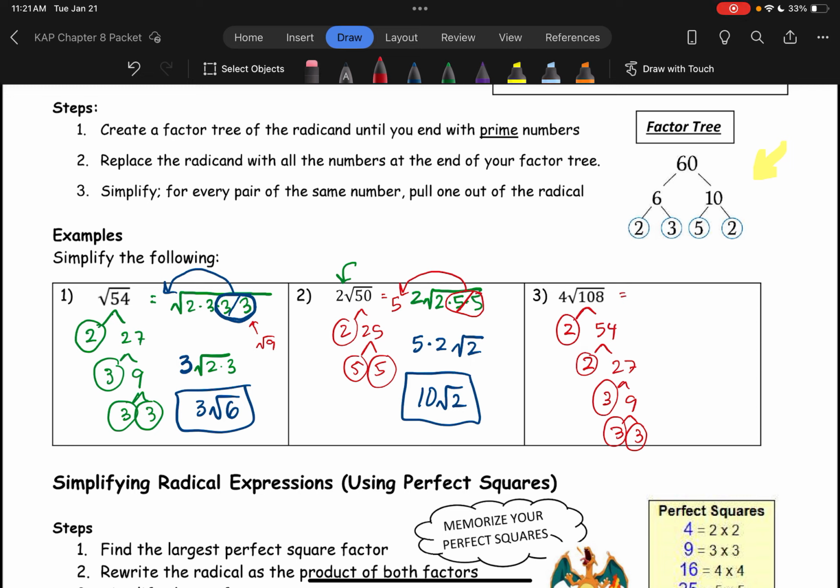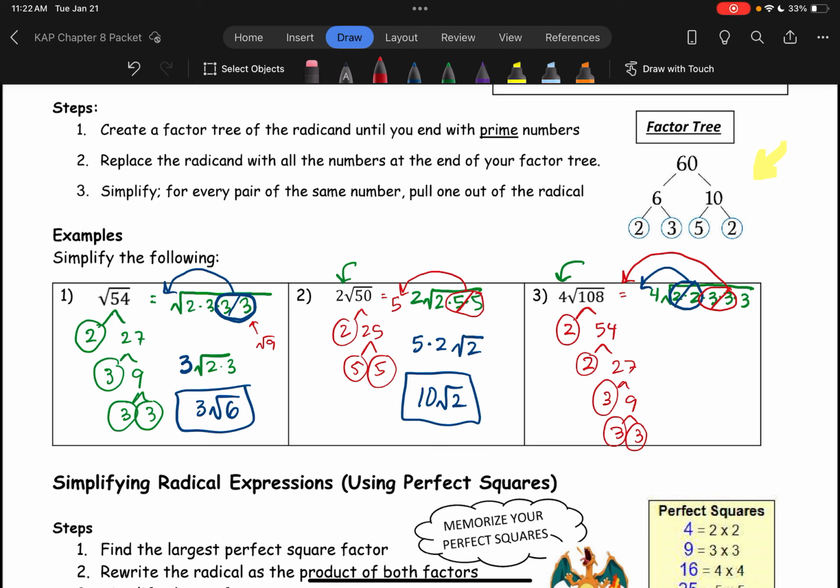So we end up rewriting this, and what we have here is we still got that 4 out in front, so we got 4 square root of, and now we write down all of our prime numbers. 2 times 2 times 3 times 3 times 3. And we're looking for a pair of the same numbers. Well, I see here I got a pair of 2s, so 1, 2 comes out. I see here that I got a pair of 3s, so a 3 comes out, right?